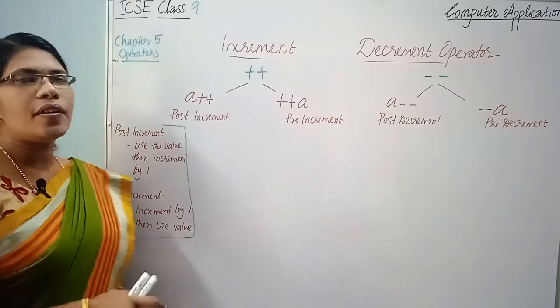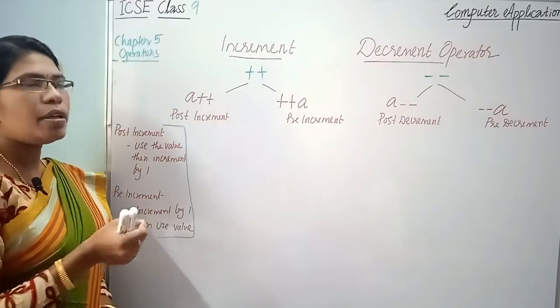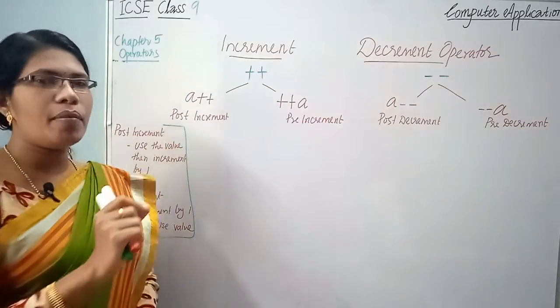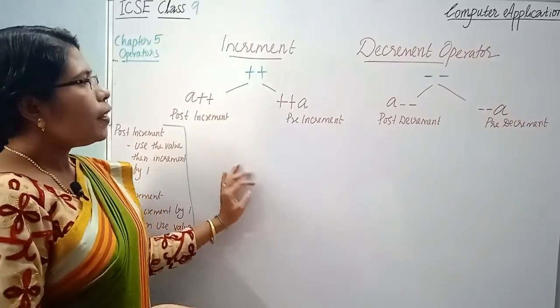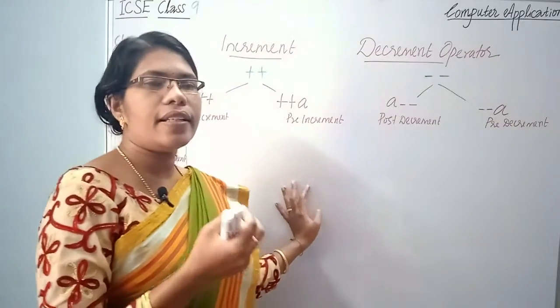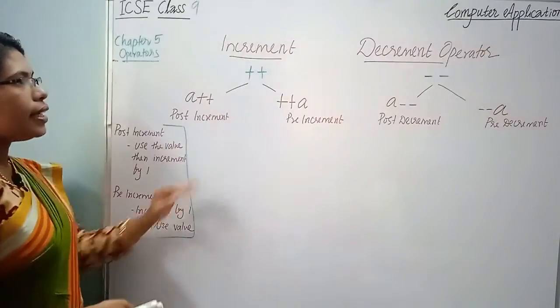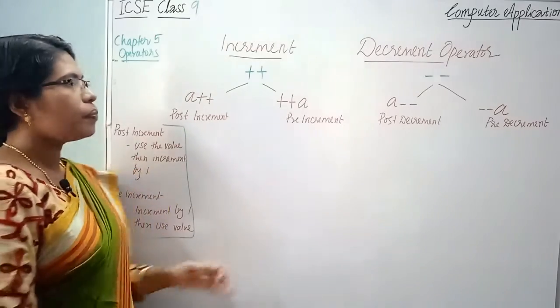By the term itself, you can understand: increment means increasing a value and decrement means decreasing a value. You should remember increment means increasing a value by 1, and decrement means decreasing the value by 1. Increment is indicated by the plus symbol. So let's see the increment operator first.